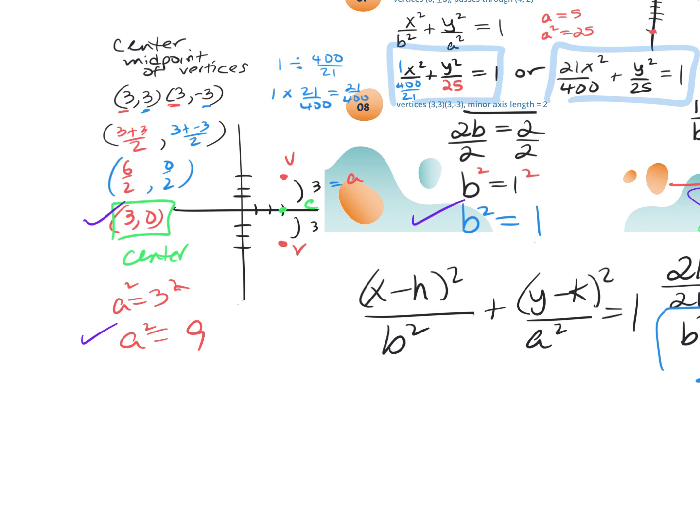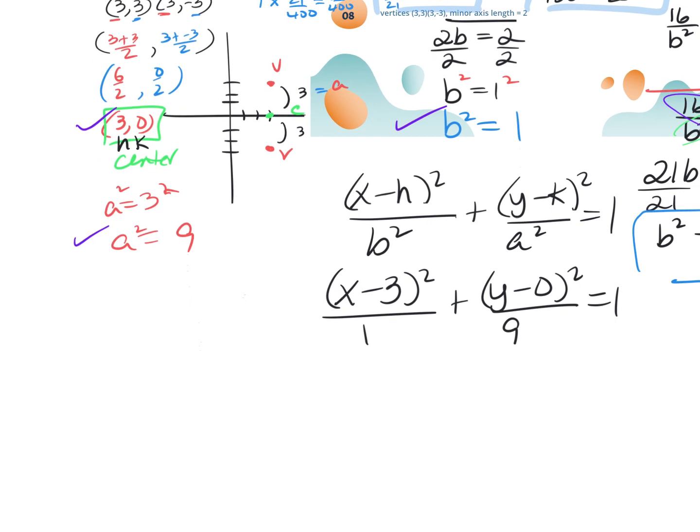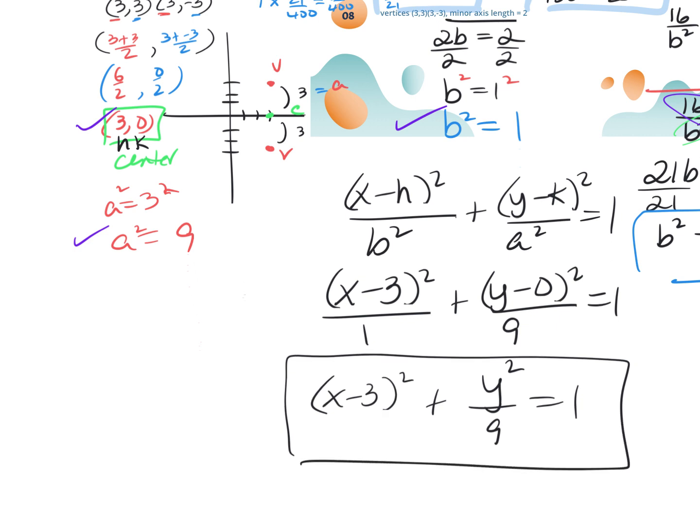So again, here's my center. It's the h, k. So I'm going to go ahead and fill in. So x minus 3 squared. My b squared is 1. Y minus 0 squared. And my a value is 9. Now, what I can do here is this y minus 0, I can just make this a y squared. I don't need to show the 1 at the bottom of the x minus 3 squared. So this would be your simplified equation.